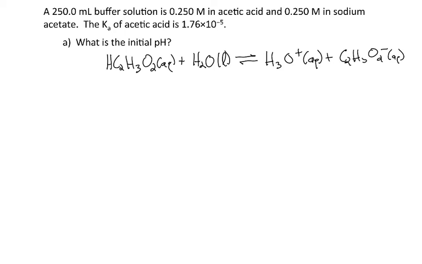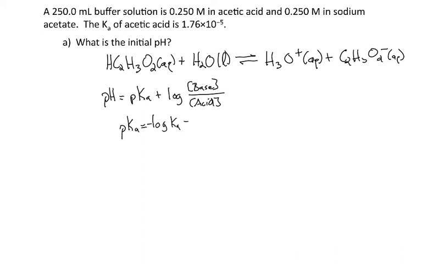All right, and to determine the pH of a buffer, we can use the Henderson-Hasselbalch equation. So that is that the pH is equal to the pKa plus the log of the concentration of the conjugate base over the concentration of the conjugate acid. So the first thing I need to do is get the pKa. So the pKa is the negative log of the Ka, or for this problem, the negative log of 1.76 times 10 to the minus 5. So that gives us a pKa of 4.75.